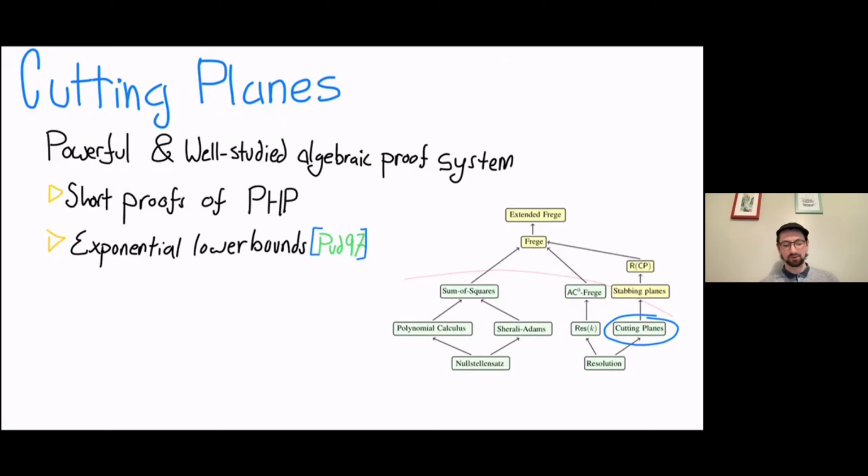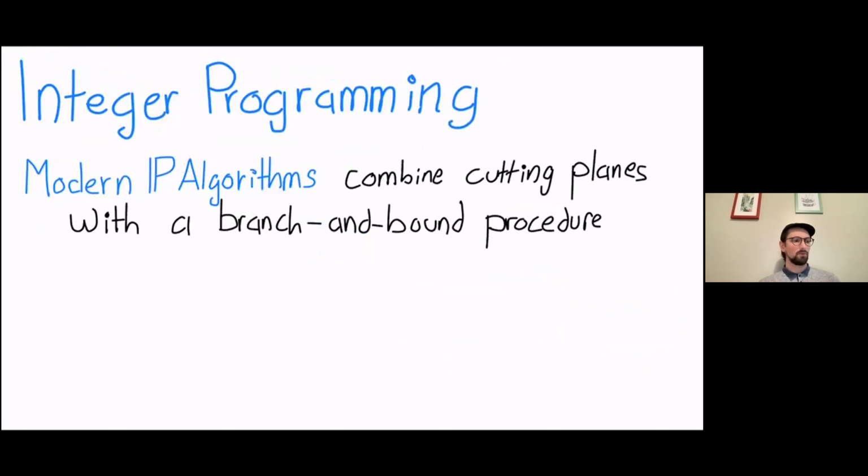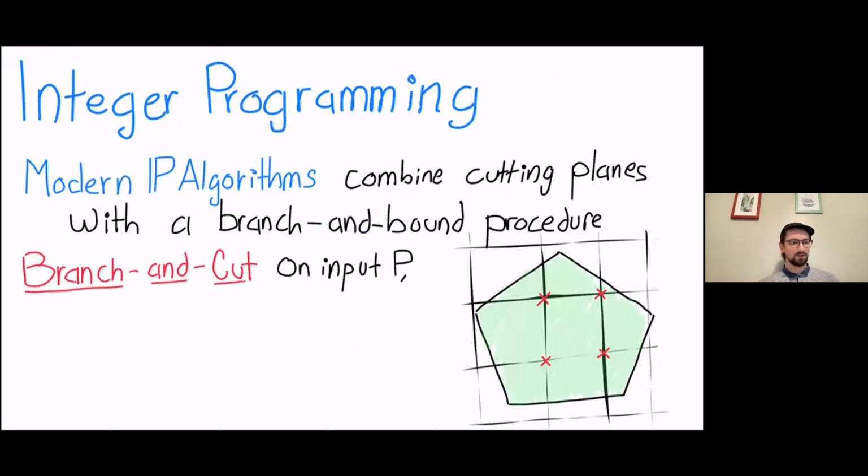Although cutting planes is quite well studied and has been really impactful in proof complexity, in practical integer programming, cutting planes usually isn't used by itself. It's used as a subroutine. So what modern integer programming algorithms do is they combine cutting planes with a branch and bound procedure into what is known as branch and cut. So here again, we have a polytope, and this time it has some integer points in it, these red X's.